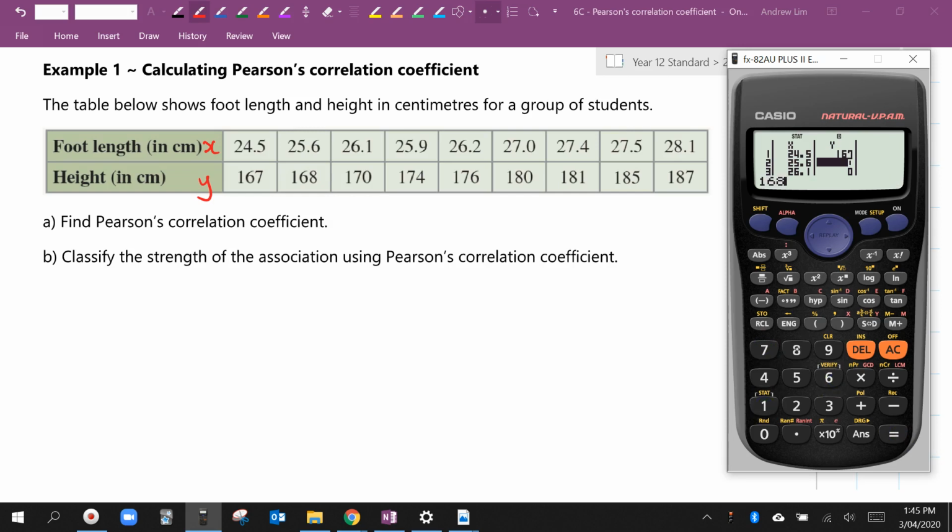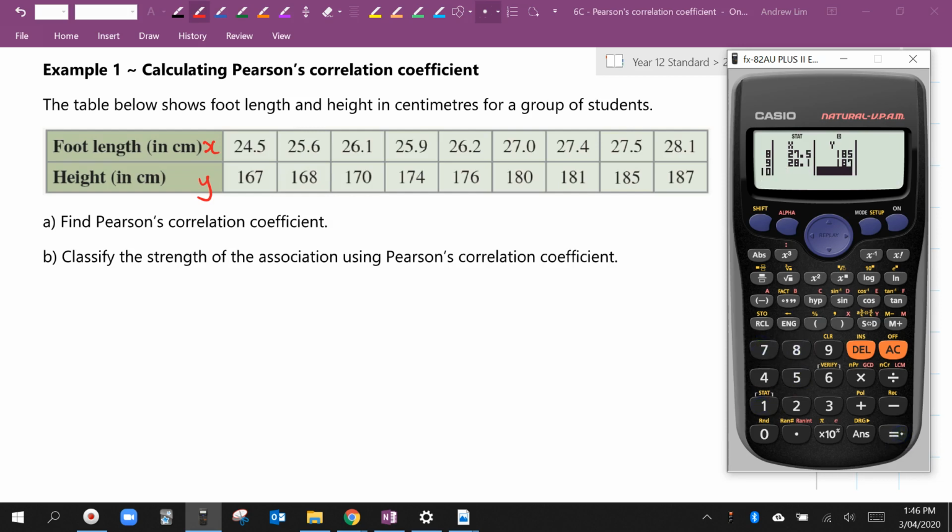Then 168 equals. Okay, it's very important that you type in the numbers according to where they are meant to be next to. 26.1, I'm meant to be typing 170. 174. 176. 180. 181. 185. And 187.